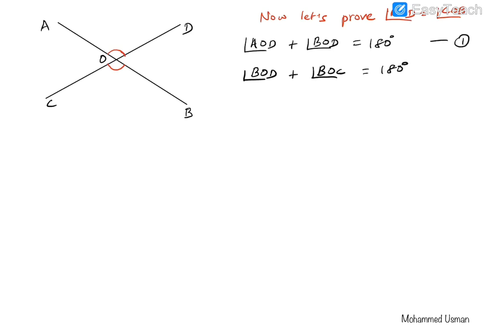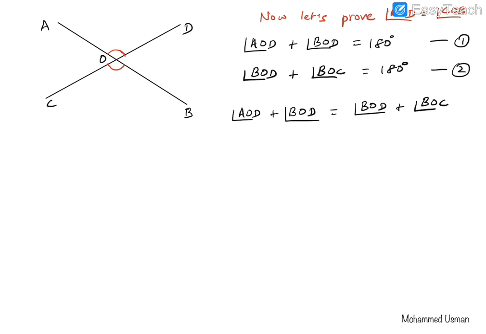Okay, so now we can combine these two expressions. If I call this equation number 1 and equation number 2, we have two equations where the right hand sides are equal. So that means we can also equate the left hand sides of these expressions. Combining equations 1 and 2, we can write angle AOD plus angle BOD equals angle BOD plus angle BOC.